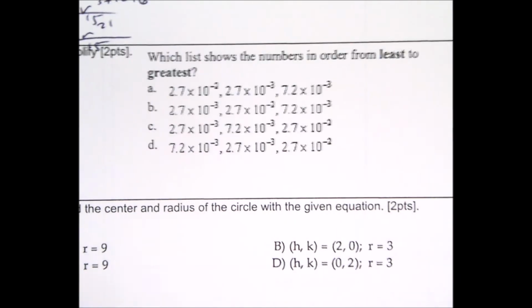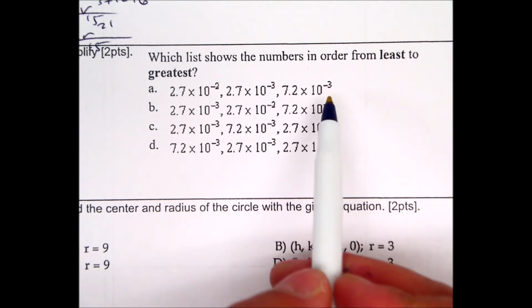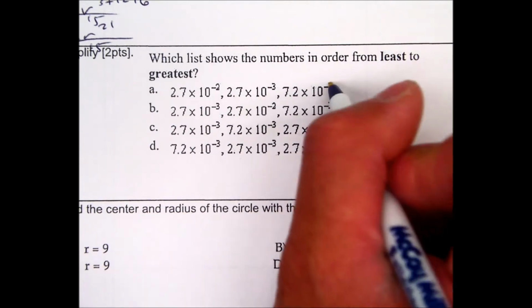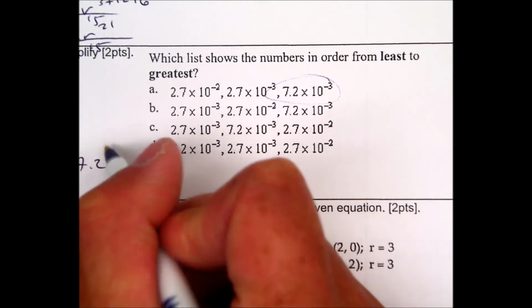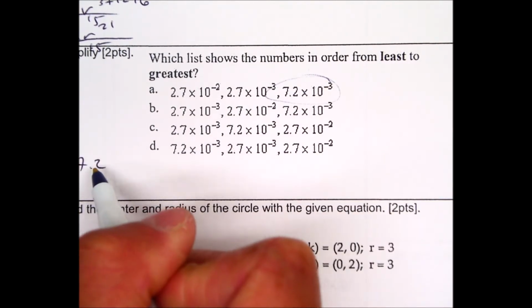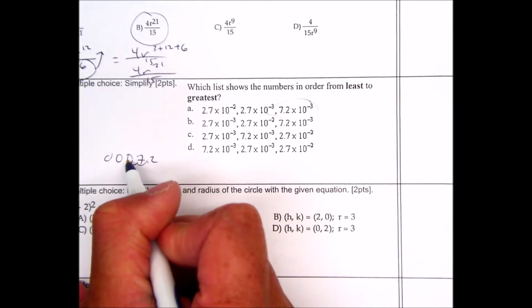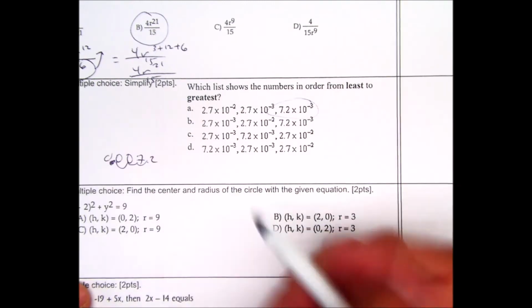Which list shows the numbers in order from least to greatest? So the smallest one, if you wanted to, you can always write these in standard form. So I'll take that one, 7.2 to the -3. So write a couple of zeros. It's negative, so I'm going to go to the left. 1, 2, 3. So there I have 0.0072.